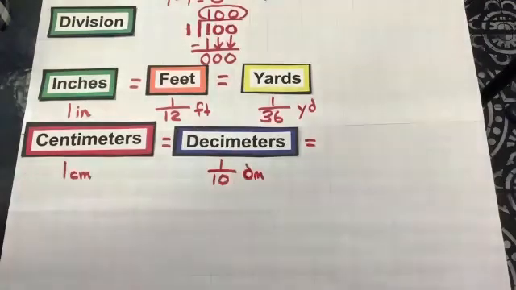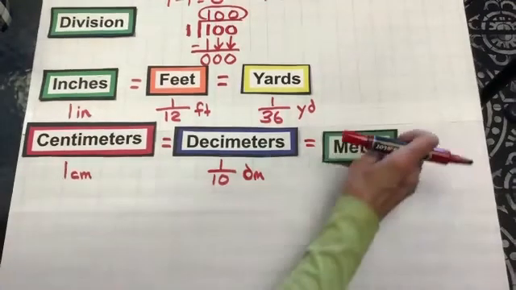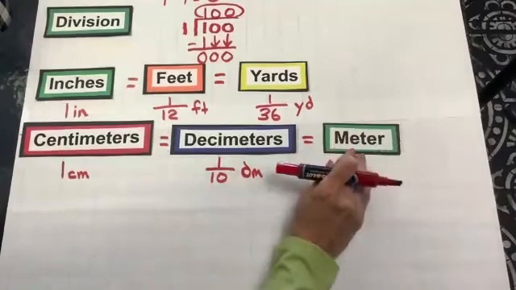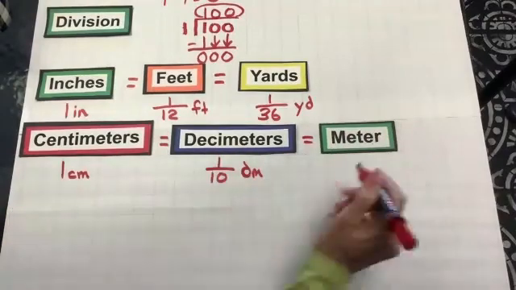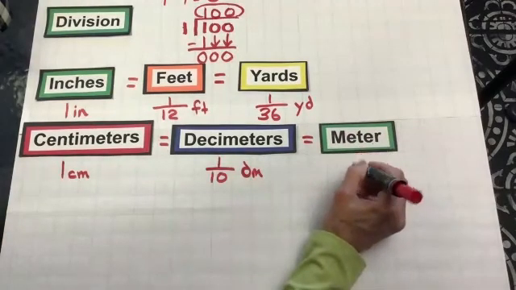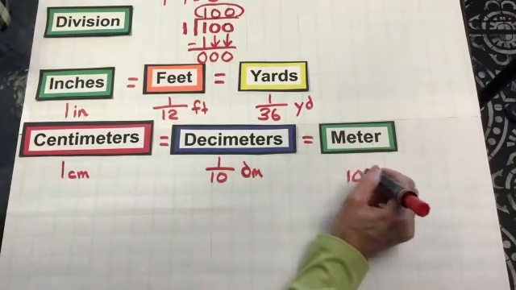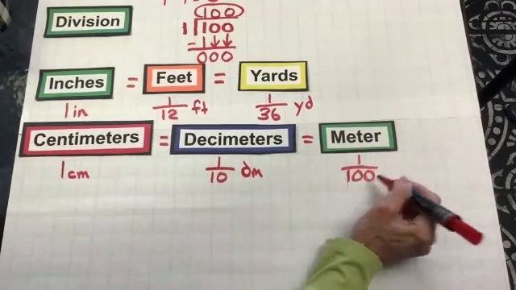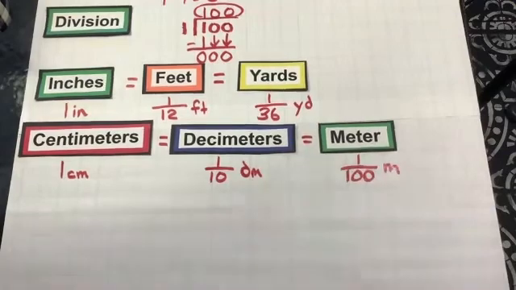And then we're going to move on to meters. Meters. And 1 centimeter, there's 100 centimeters in every meter. So this would be 1/100th of a meter.